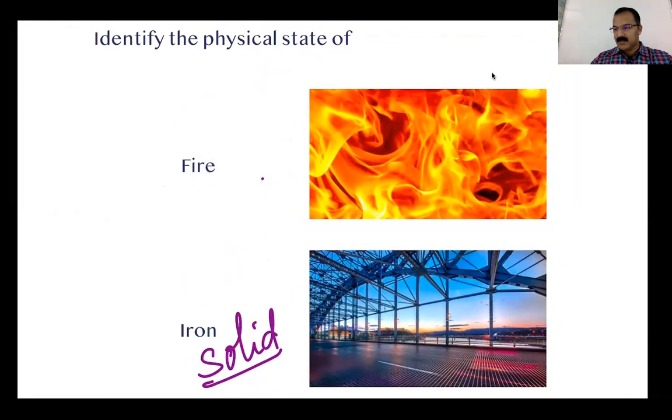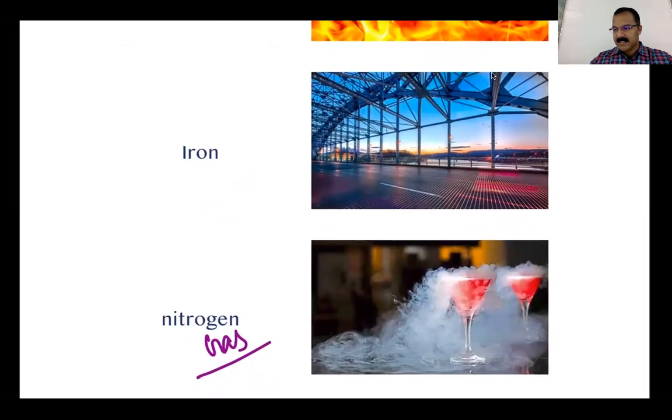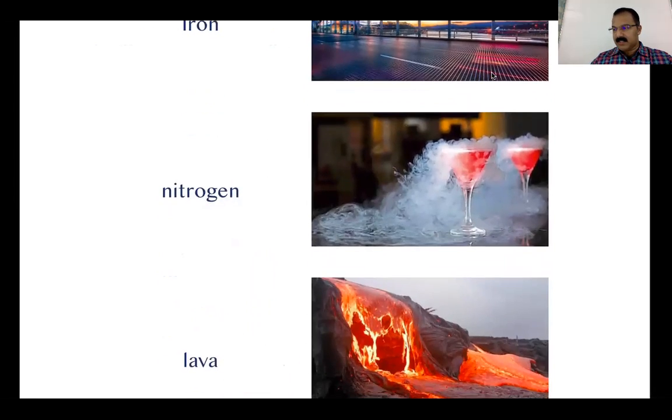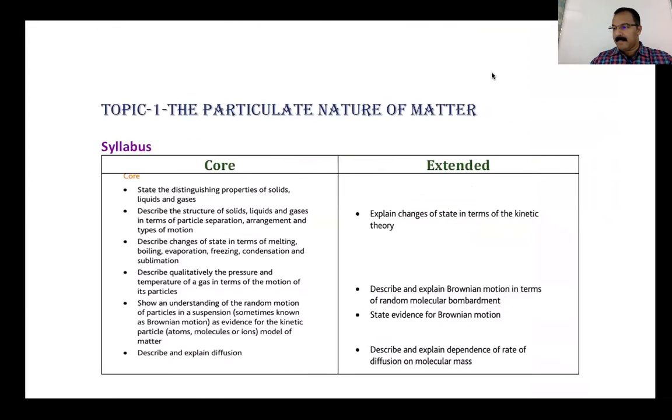Now, my question is, what is the physical state of fire? Some of you may know, it's called a plasma state. That's the fourth state of matter. So today, we're going to talk about the various states of matter. That's our topic today.